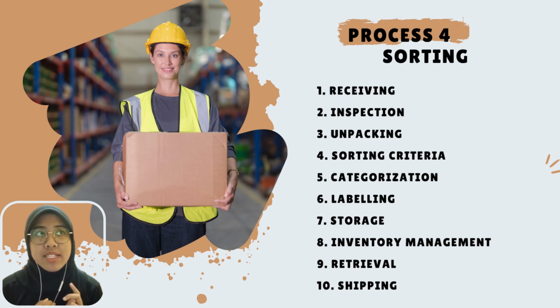The second is size and weight. Items may be sorted on their physical dimensions and weight. This can help to optimize storage space. Third, fragility and/or special handling requirements. This is to make sure the goods are given proper care and to prevent damage.